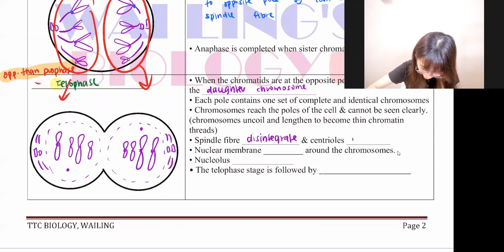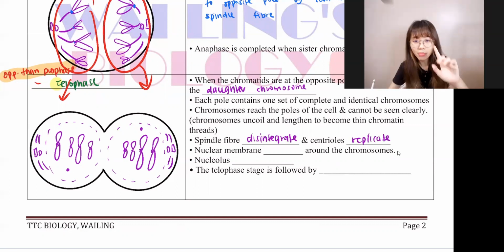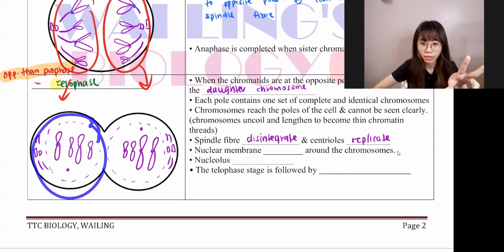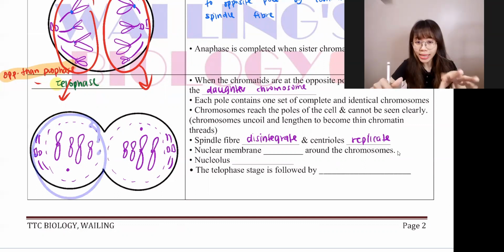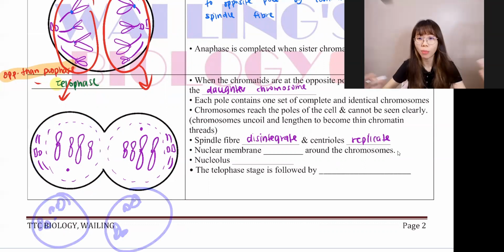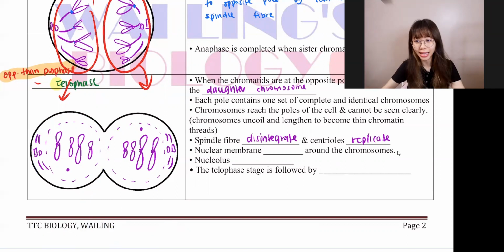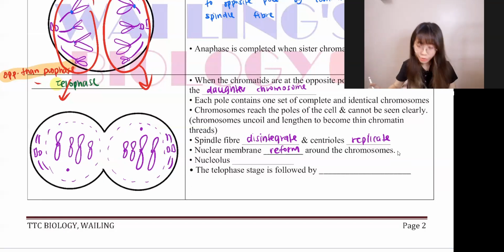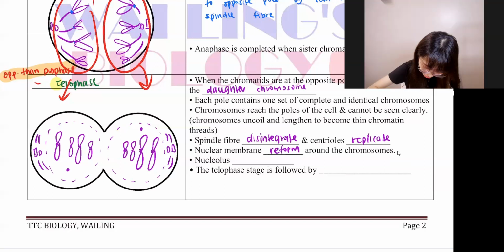And centrioles replicate. What does replicate mean? It means every single cell, one cell, needs to have two centrioles. So later when they form into two cells, literally two cells, we have two centrioles again. It's called replication. It's a copy, like photocopying. Nuclear membrane just now was disintegrating, so right now it will reform around the chromosomes. Nucleus just now disappeared, right now it will reappear.